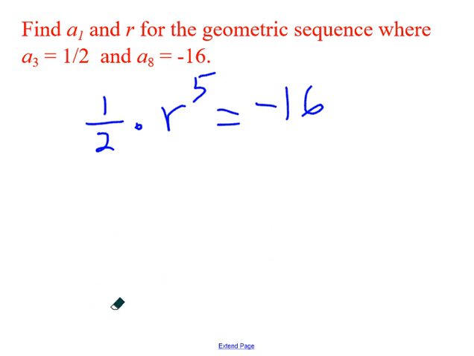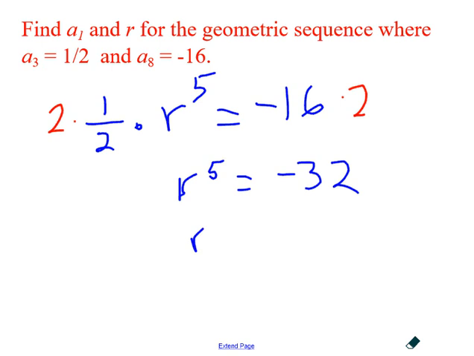So now I have an equation that I can solve. My first step, I undo multiplying by 1/2 by multiplying by 2 on both sides. And that gives me r to the 5th is negative 32. Then in my head, I think what to the 5th power is 32? 2 to the 5th is 32. And since I want a negative, my ratio is going to be -2.